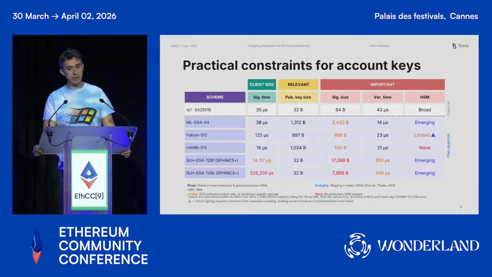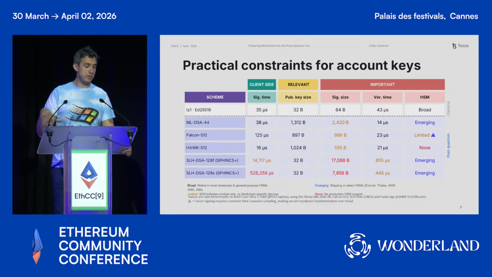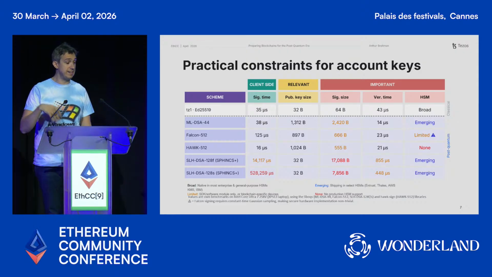Public key size, it's a bit relevant because your public key is going to have to live on the blockchain, but it can be long-lived. You reveal it once, you publish it on the chain once, and then it lives there.